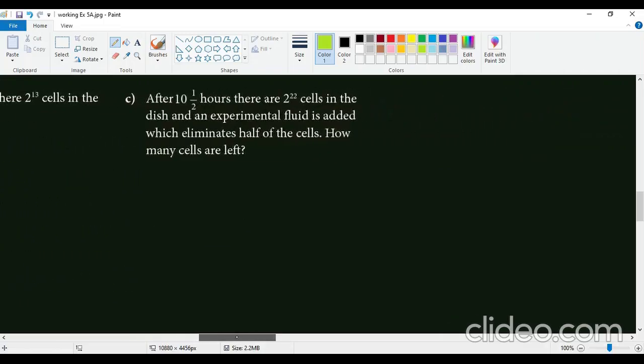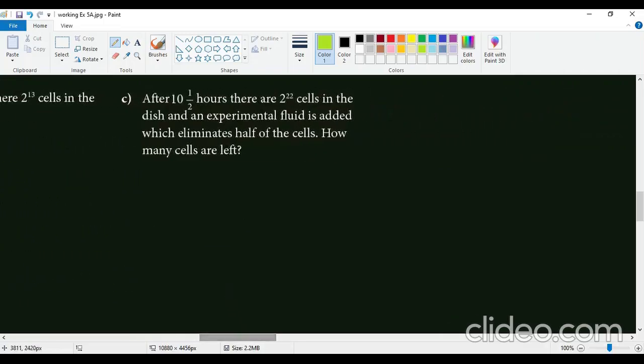It says after 10 and a half hours, there are 2 power 22 cells in the dish and an experiment fluid is added which eliminates half of the cells. How many cells are left? Pretty simple. That means 2 power 22 is halved, divided by 2. That means 2 power 22 minus 1. So 2 power 21 is your final answer. And that's how exercise 5A is completely solved.